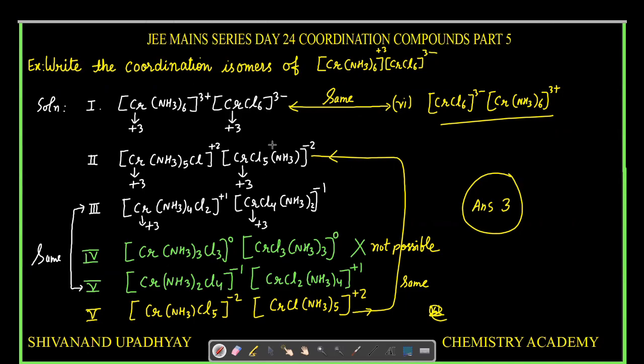So for the possible isomers, we'll try to draw all the possible changes, and then we'll discard those which are not possible or which are repeated cases, and then we'll find out the total number of isomers. So the total number of coordination isomers of this complex is 3.